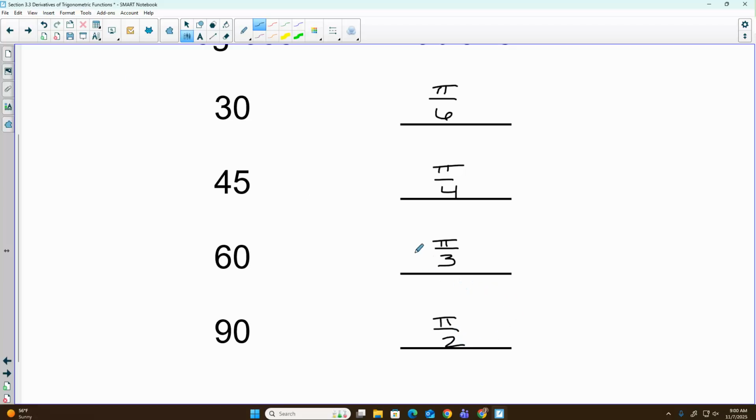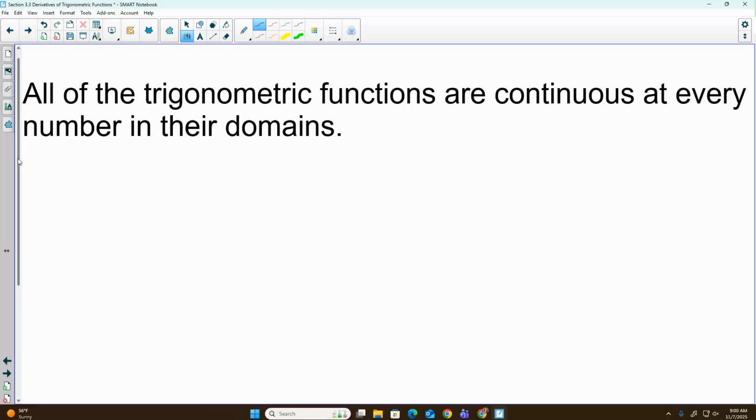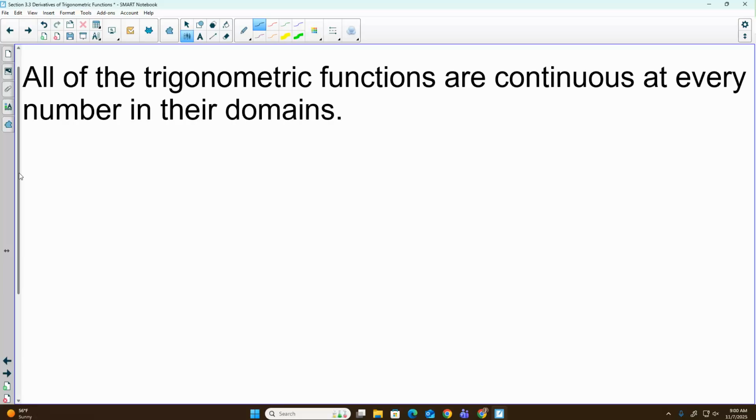Our trig functions are always continuous as long as you have something in the domain. Remember, sine and cosine are continuous everywhere. The other 4 have asymptotes, so you're continuous between your asymptotes.